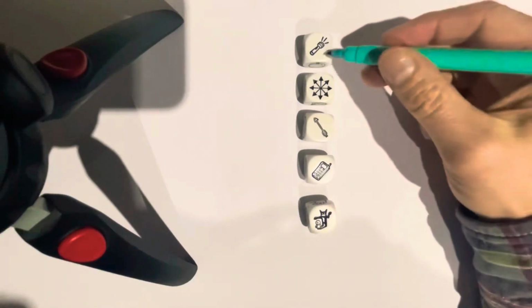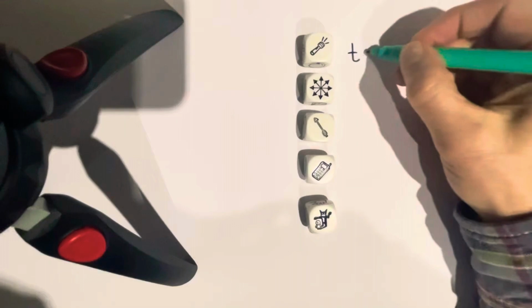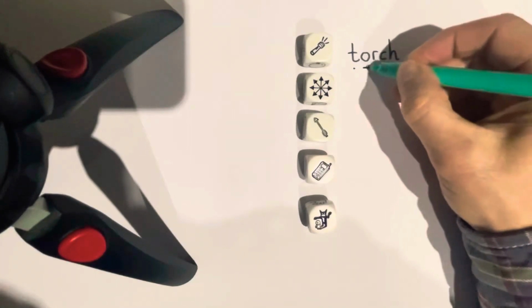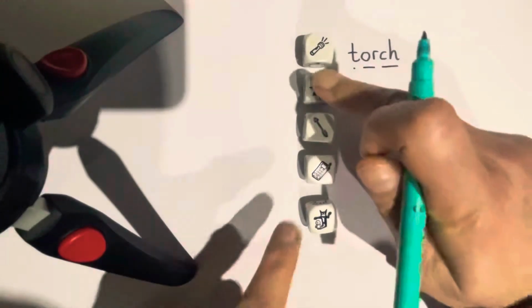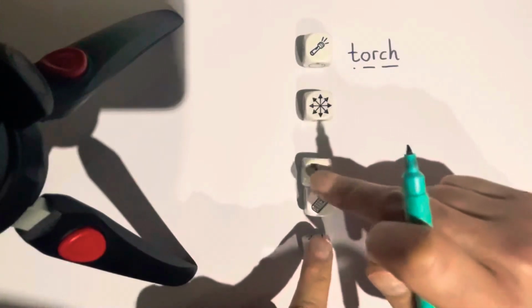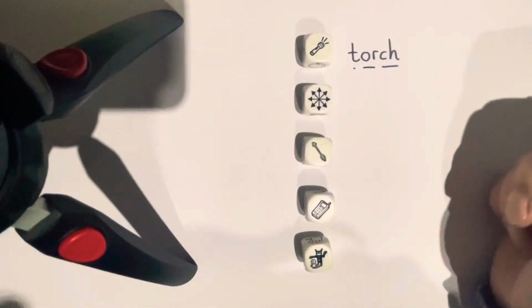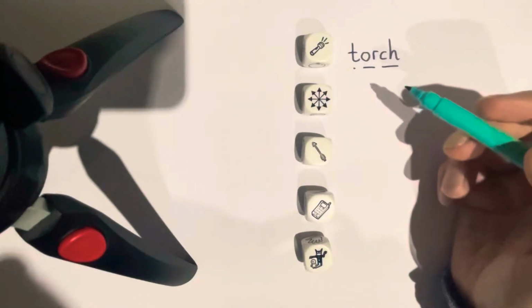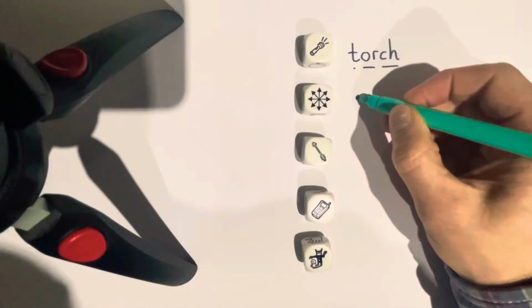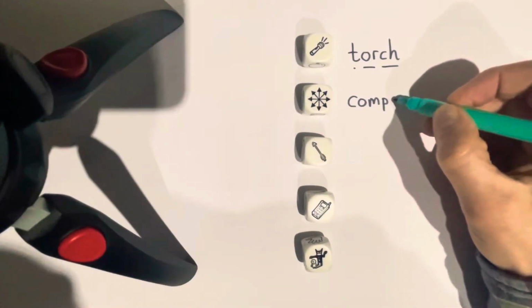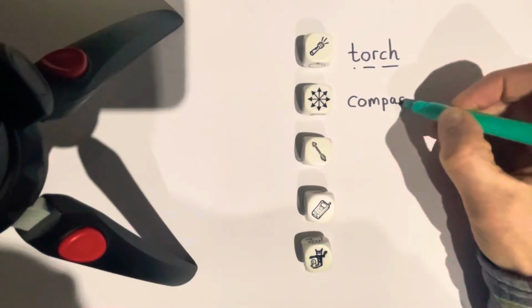Right, so we have a torch, torch. Now this one here, what's that one there? It's arrows. I think it's a compass.